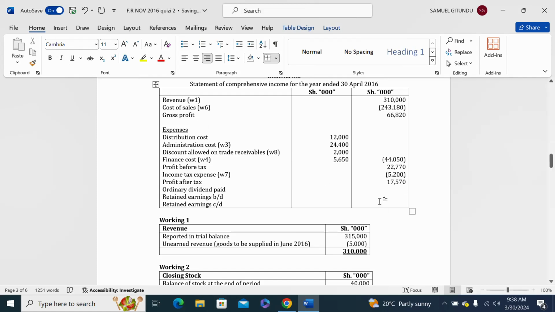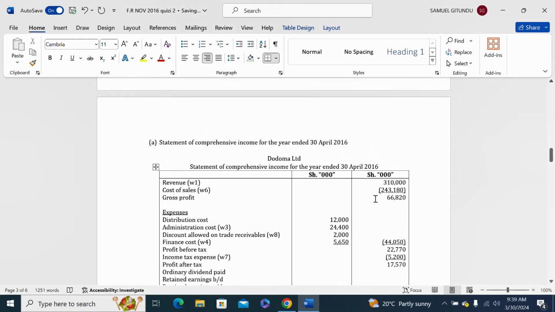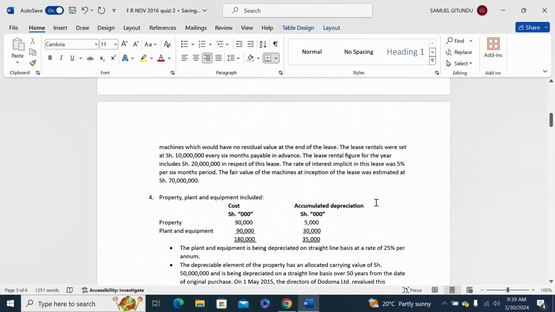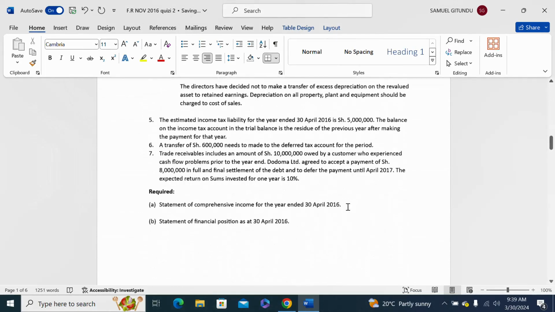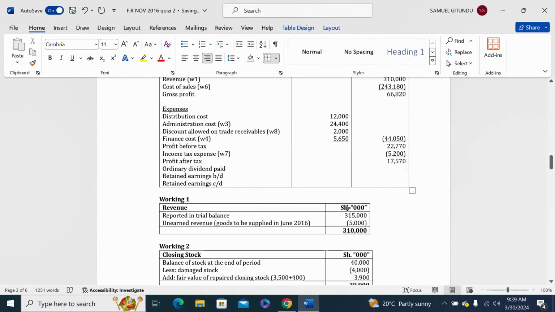The ordinary dividend paid from the trial balance. The ordinary dividend paid is 30 million. So we deduct 30 million.